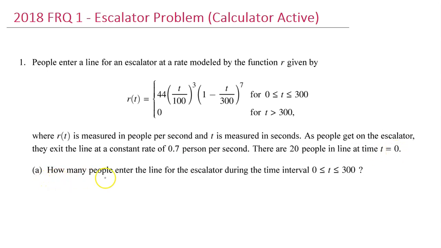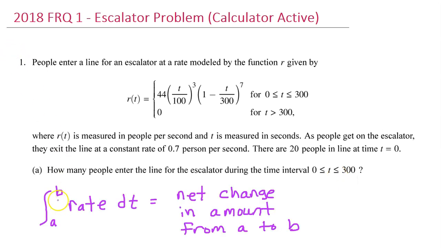Part A. How many people enter the line for the escalator during the time interval from 0 to 300? We have learned that the integral of a rate from a to b gives you the net change in amount from a to b. And that's exactly what they are asking us to find. When they say how many people enter the line between 0 and 300 seconds, they're asking us for the net change in the amount of people between 0 and 300.